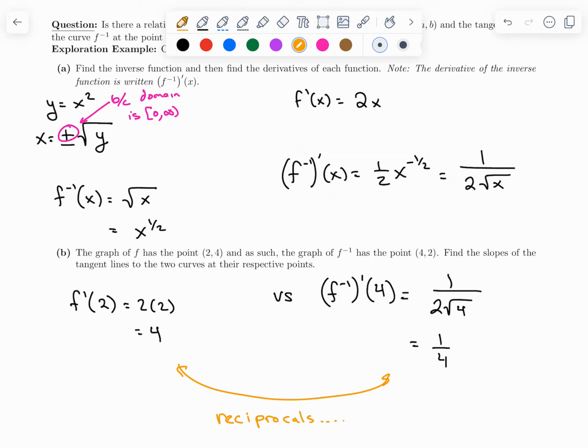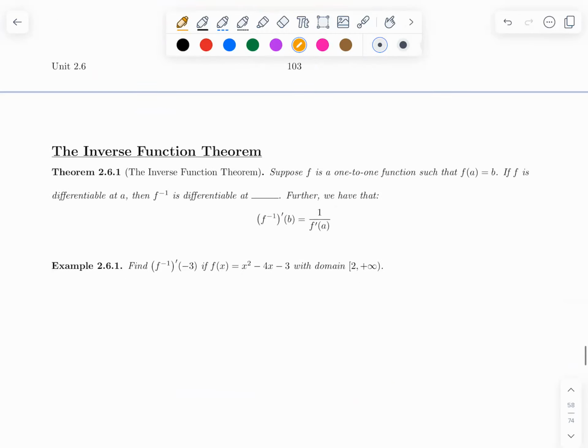Was that a fluke? Is it just because Phil chose the points (2, 4) and (4, 2) that it worked out? Or is there something more going on here? The answer is there's something more going on here. I guarantee you, if you plug in 3 for f and 9 for f inverse's derivative, you will get 6 and 1/6, and so on and so forth. So that leads us to the inverse function theorem.